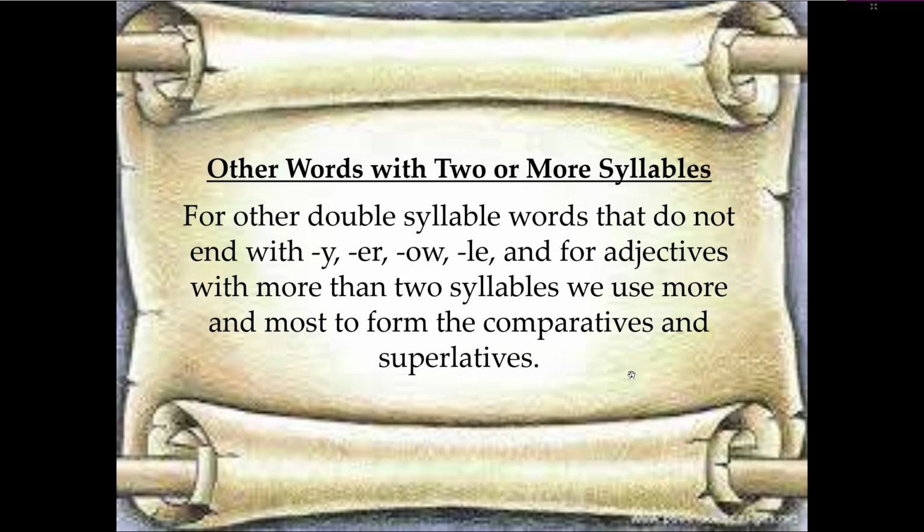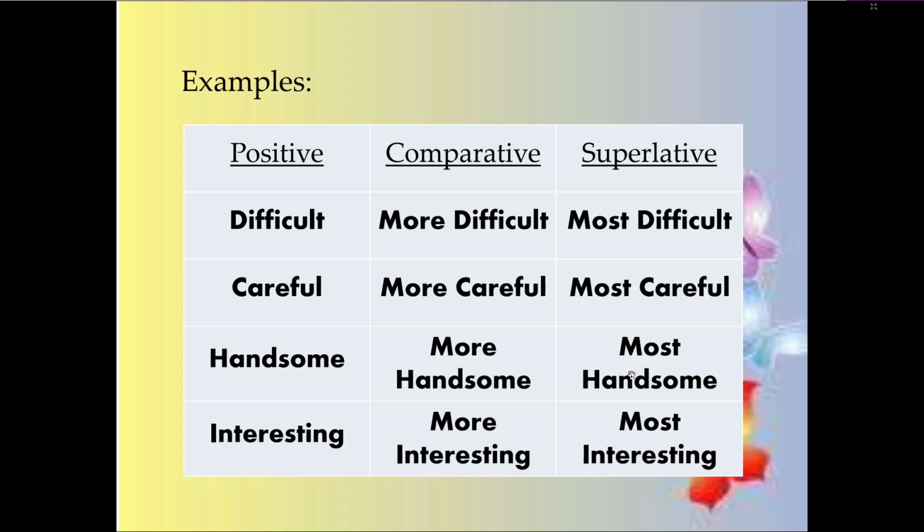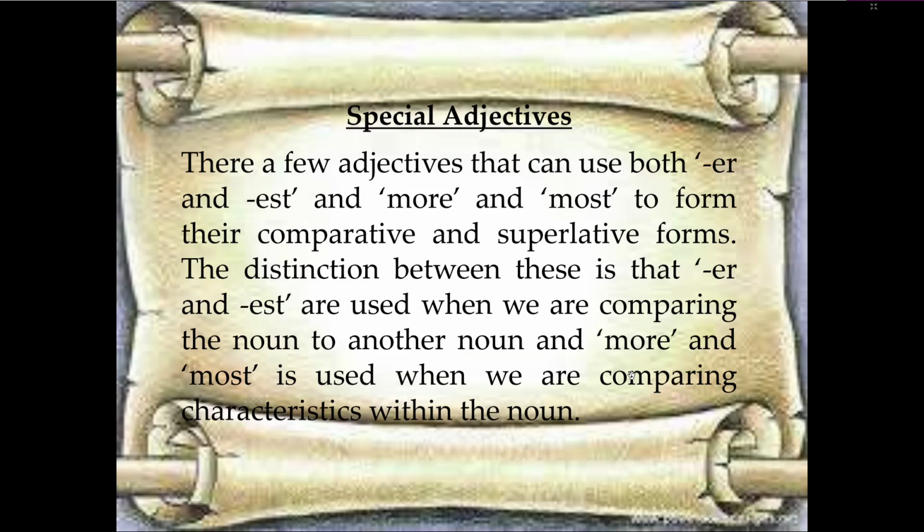For other double syllable words that do not end with y, er, ow, le, and for adjectives with more than two syllables, we use more and most to form the comparatives and superlatives. For example, difficult, more difficult, most difficult; careful, more careful, most careful; handsome, more handsome, most handsome; interesting, more interesting, most interesting. Special adjectives.